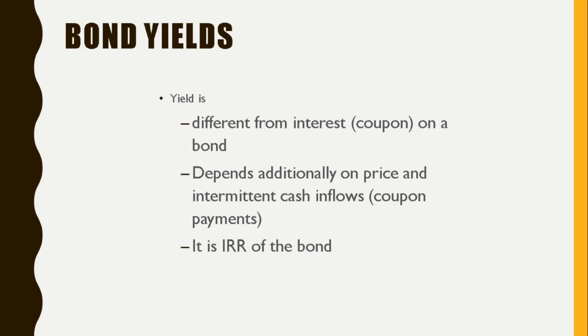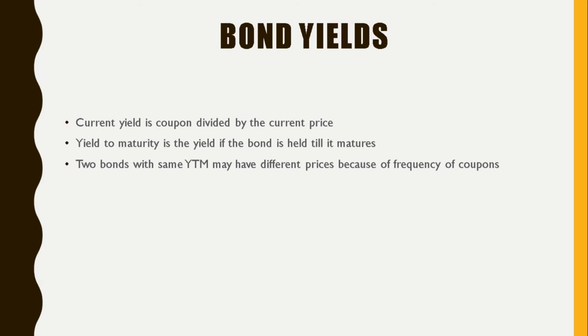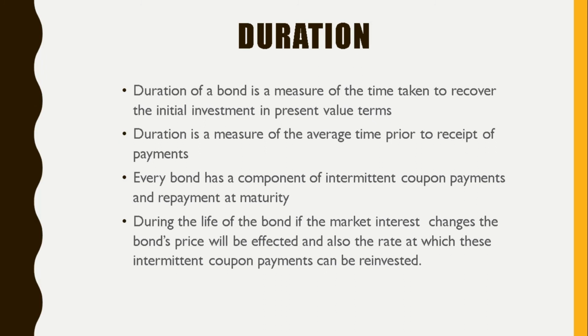Now, yield is different from interest. Coupon on a bond depends additionally on intermittent cash inflows. Coupon payments, it's the IRR of the bond. Bond yields: current yield is coupon divided by current price. Yield to maturity is the yield if the bond is held till it matures. Two bonds with the same yield to maturity may have different prices because of the frequency of coupons.